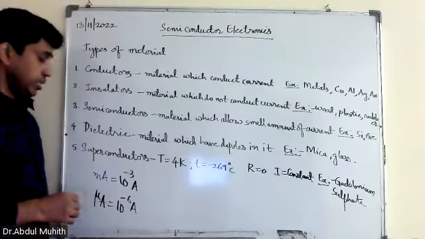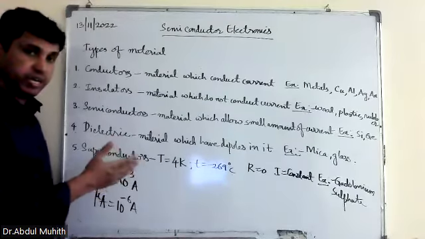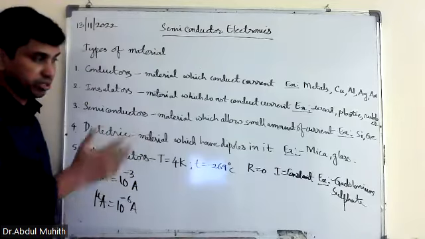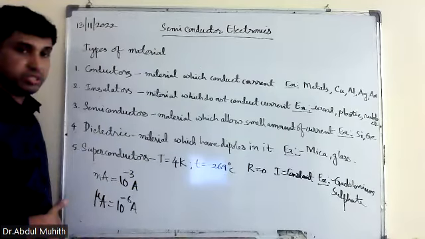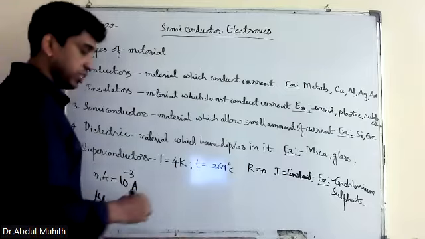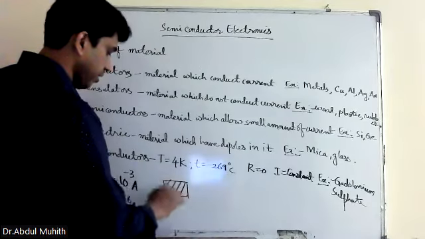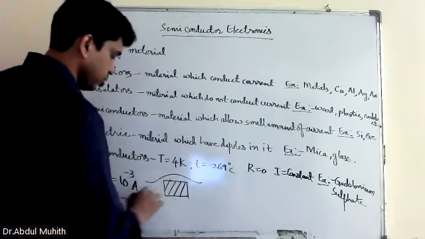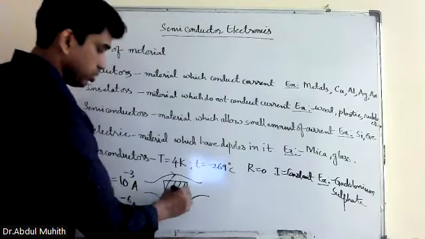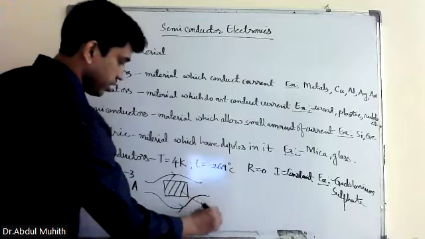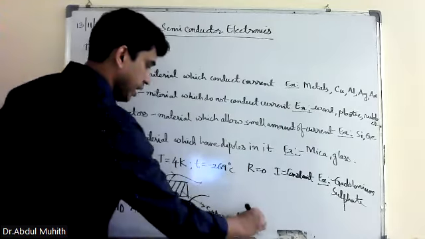Okay. Next is superconductors. In superconductors, T is equal to 4 Kelvin, as I told you, very low temperatures. At that time, current remains constant and the resistance of the material becomes 0. So what happens when you place such a material in a strong magnetic field? It repels the magnetic field. So superconductors act like a diamagnet.